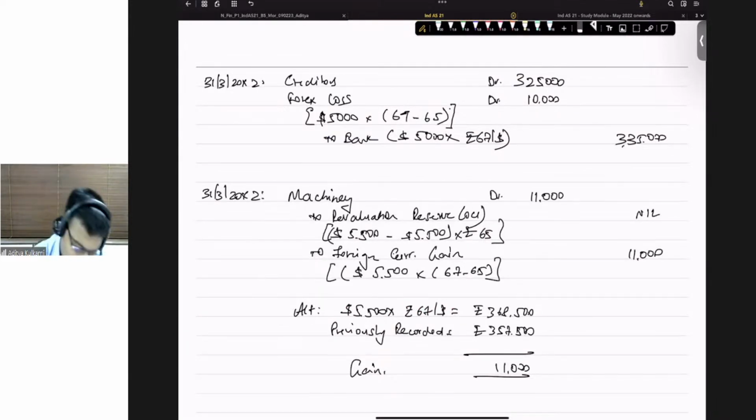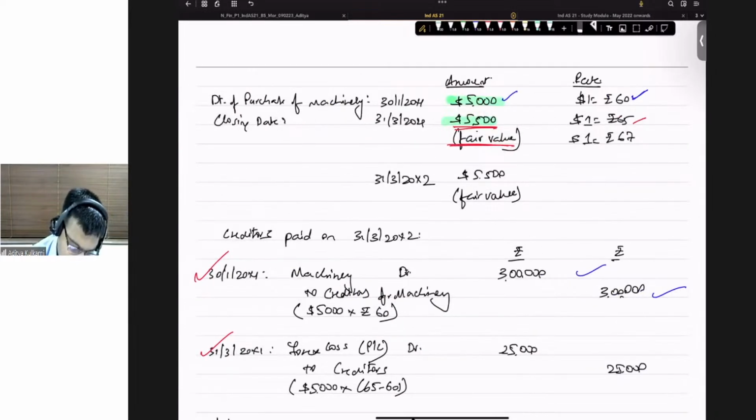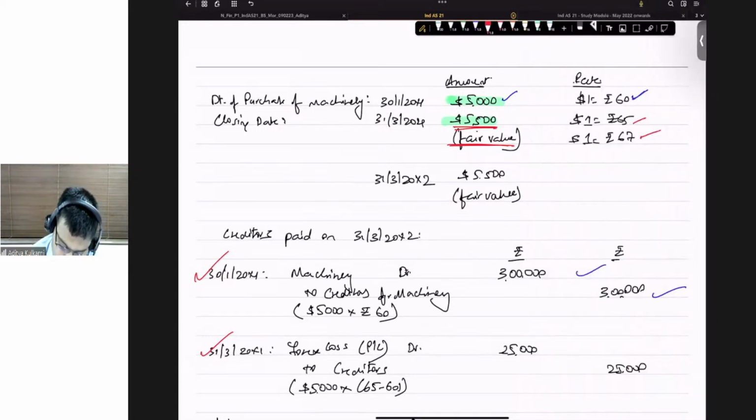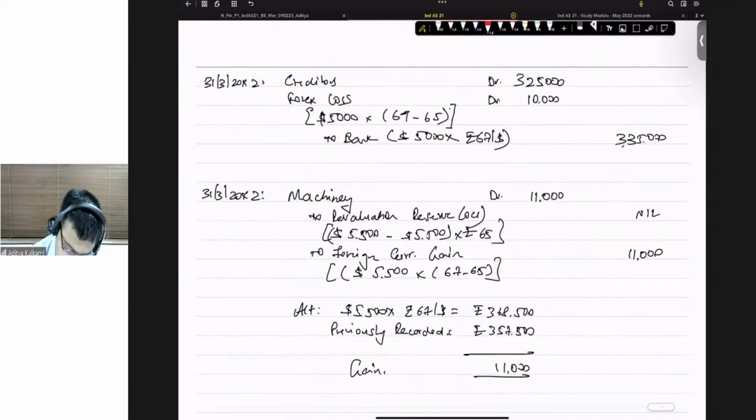Creditors are being paid off. So when they are paid off, the rate is 67. Yes, so therefore the entry that you are going to pass is 67 minus 65. You will be paying 67. So 5,000 into 67. Creditors were appearing at 3,25,000. The difference goes to your forex loss. Okay. Now we move on to the next one.